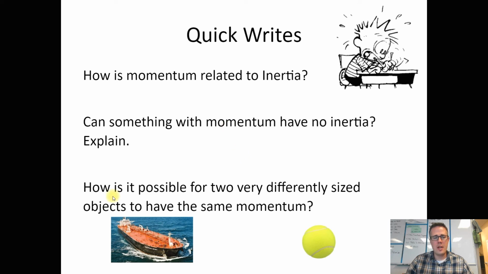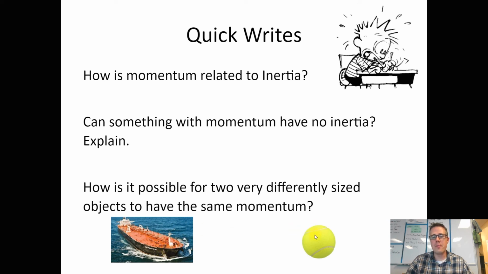And then the last one, how is it possible for 2 very differently sized objects to have the same momentum? Imagine you have this tanker ship that's probably thousands and millions of kilograms, and it's just chugging through the water pretty slow, but it has a lot of momentum. It is really hard to stop a ship like this.